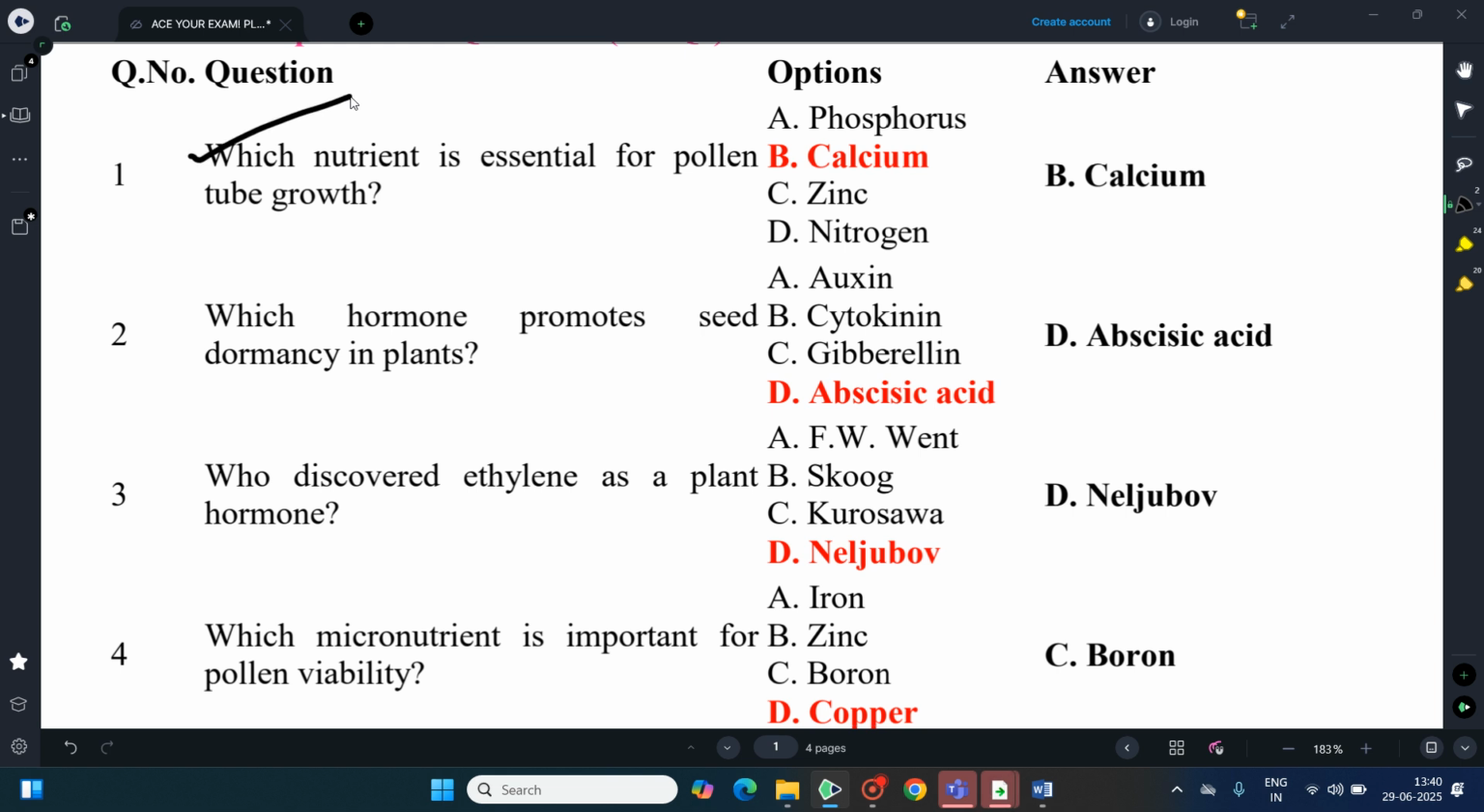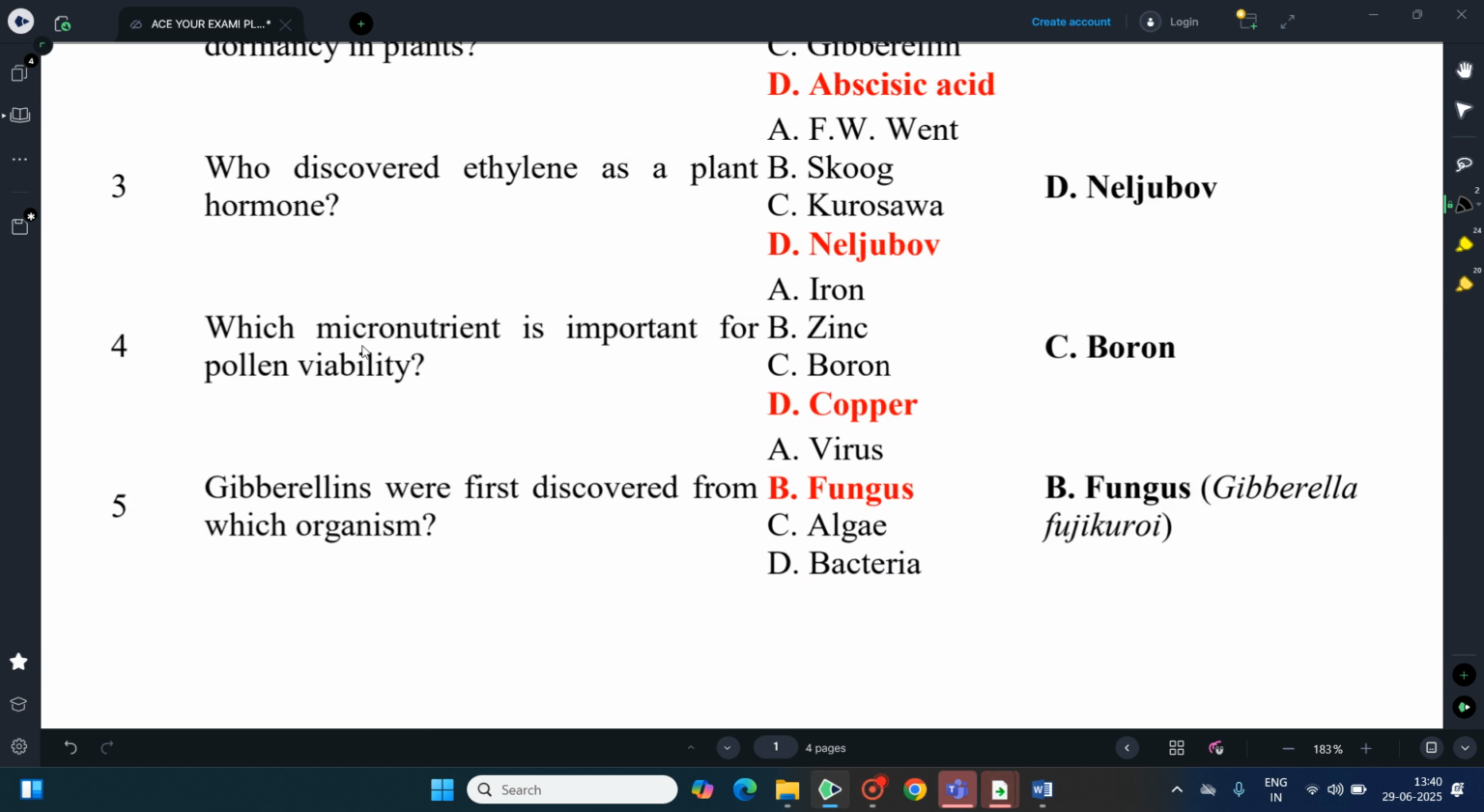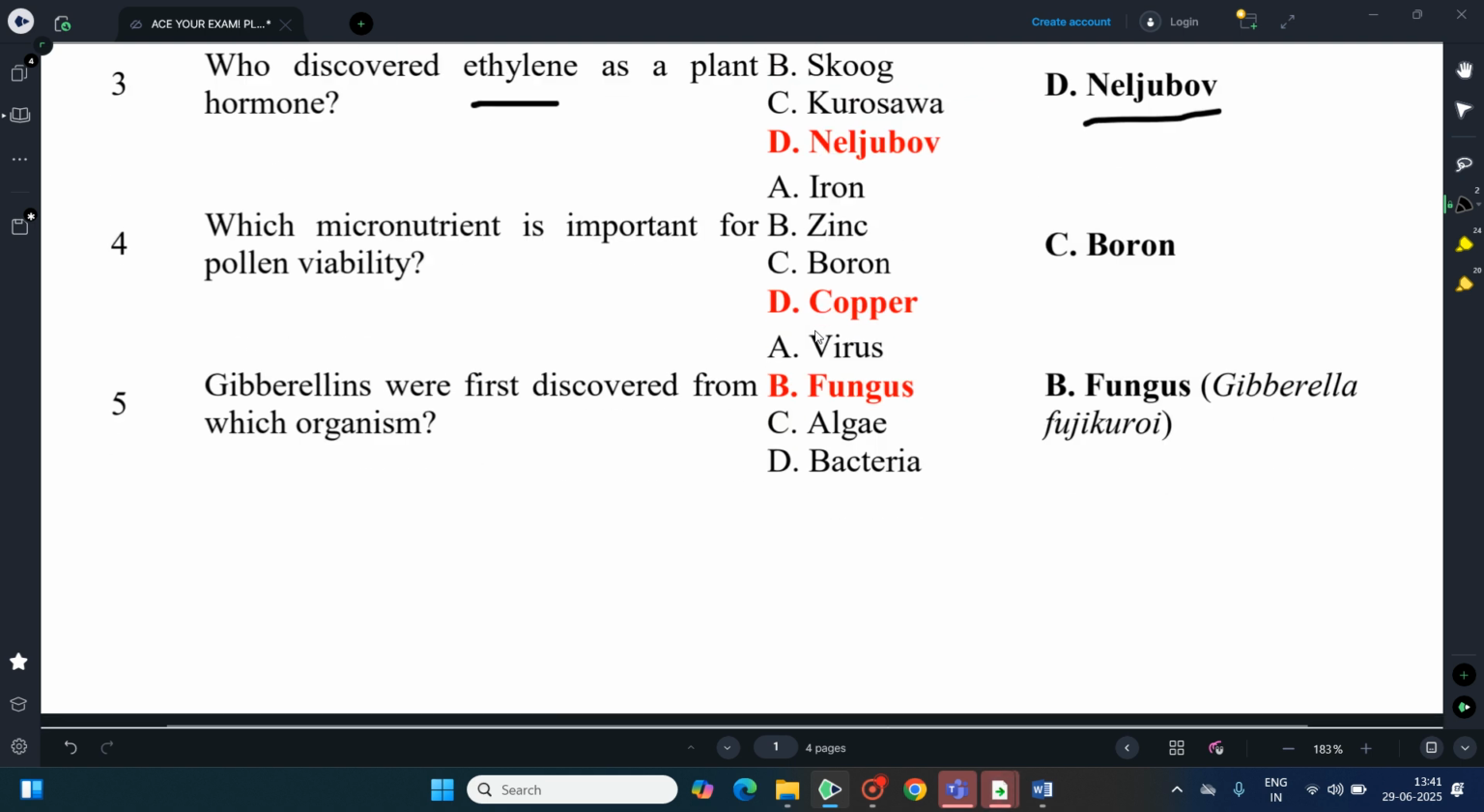Which nutrient is essential for pollen tube growth? Calcium. That is the correct answer. Which hormone promotes seed dormancy? Promotes means it induces dormancy; it is abscisic acid. That is the correct answer. Who discovered ethylene as a plant hormone? The scientist Neljubow, he discovered the ethylene hormone.